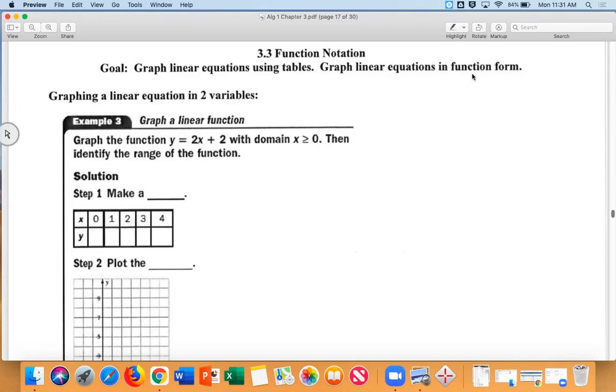So the first step is to make a table. Everybody write table. And here's how the table works. When I plug in 0, this is what I'm doing. I'll do it in different colors. y equals 2 times 0 plus 2. 2 times 0 is 0, plus 2. We get y is 2. You see how I did that? That's that box right there.